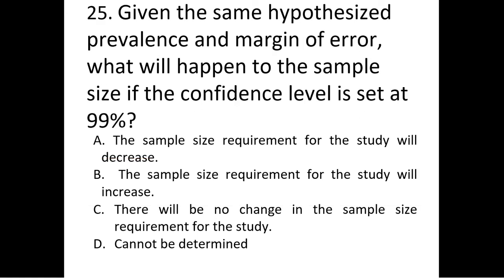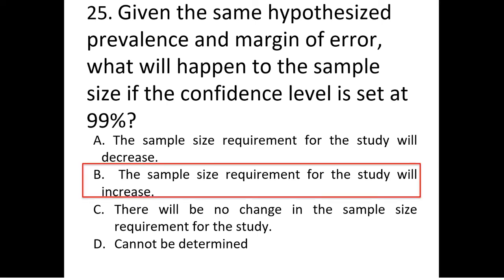And we have the last one. Given the same hypothesized prevalence and margin of error, what will happen to the sample size if the confidence level is set at 99%? So we actually increase the confidence level. Your z-deviate is at the numerator, so it's directly proportional with your sample size. Now, your z-deviate is also directly proportional with the confidence level, such that for a 90, you have a 1.64, and then you have an increase at 95, which is 1.96, and another increase at 99, which is 2.58. So having the relationships all directly proportional to one another, you could say that if you have a confidence level set at 99%, the sample size requirement for the study should increase.